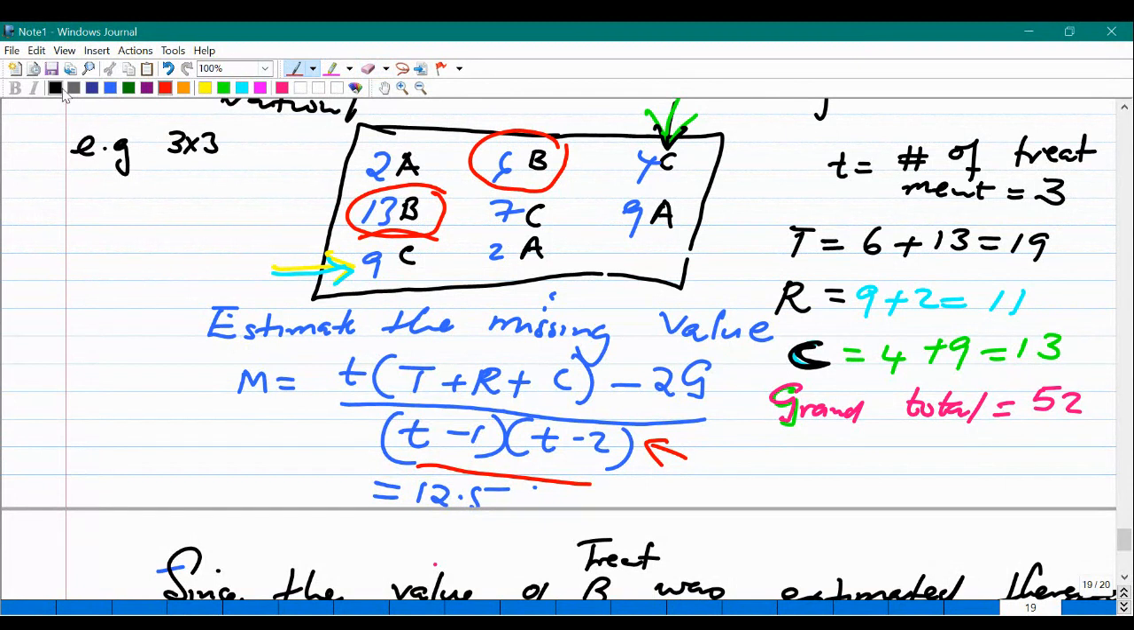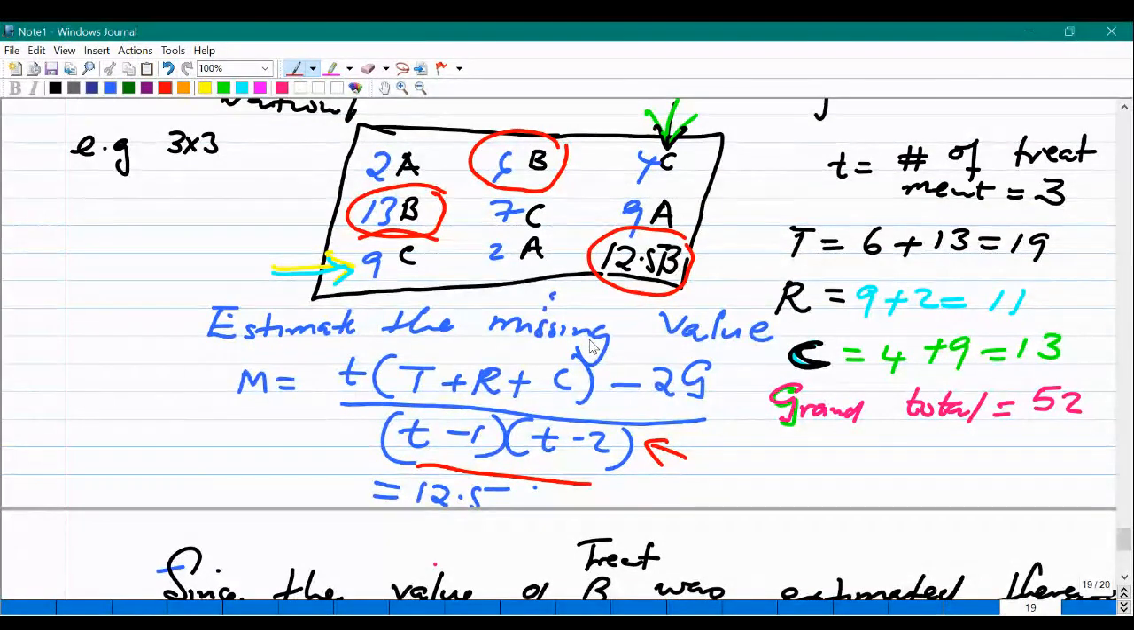Oh, sorry. It's 12.5 B, right? Because this is the one that we're trying to estimate. It's 12.5 B. So now the problem is balanced. So you can solve the problem. The other ones, they won't change except the degrees of freedom of total.